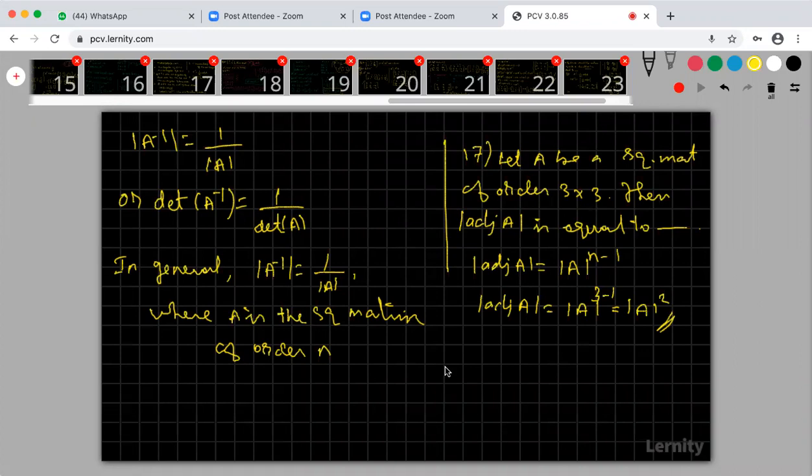Another question, question number 14. The question is: for the matrix A given as 3 2 1 1, find the numbers.